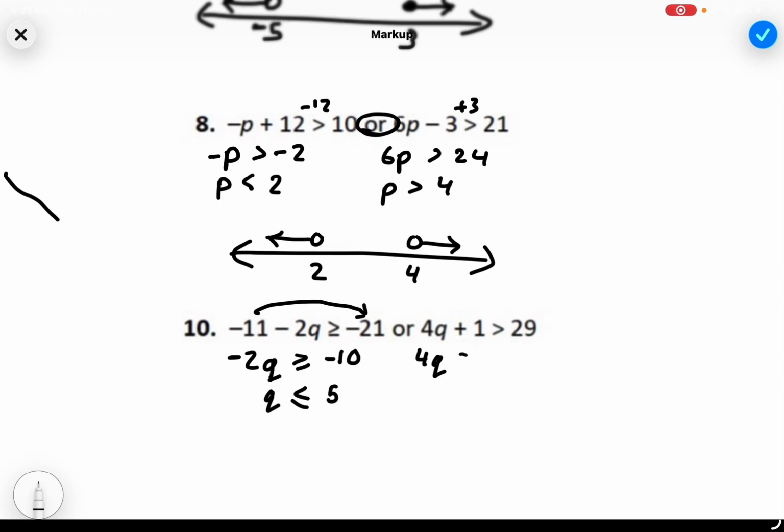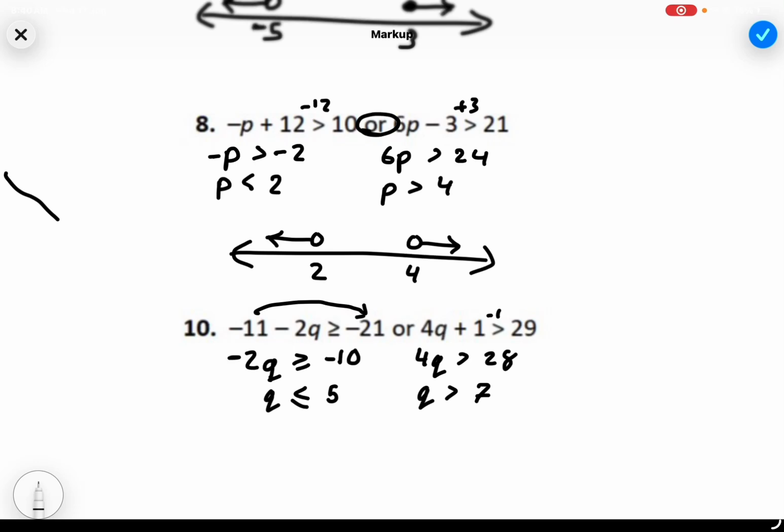4q is greater than, subtract 1, 29 minus 1 is 28. And then to get q, you divide 4 on both sides. 28 divided by 4 is 7.